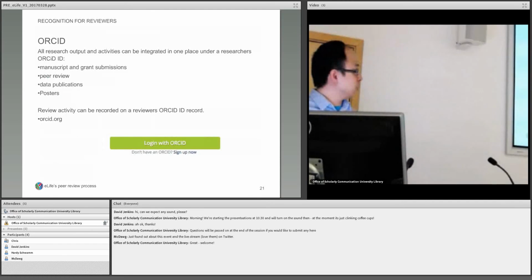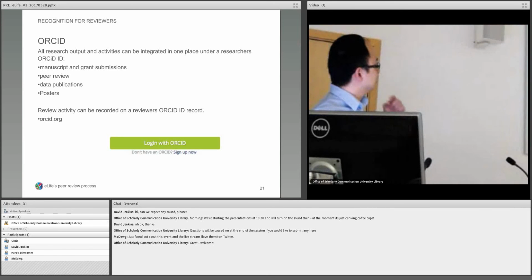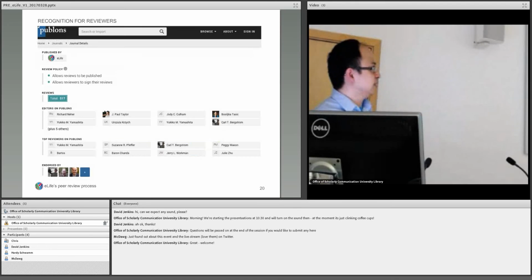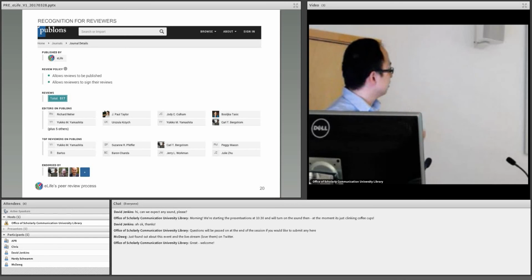We also work with ORCID, and if you have an ORCID ID, you can also cite your eLife review activity on ORCID. One other thing I forgot to mention is that, to date, I think we've had over 750 eLife reviews showcased on Publons. So reviewers have actually noted that on Publons.